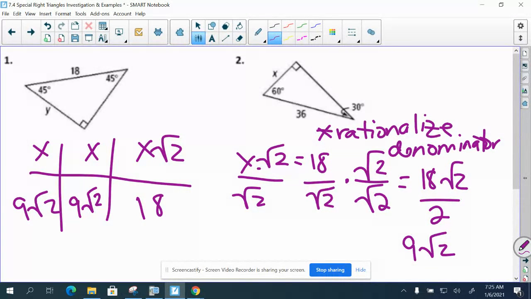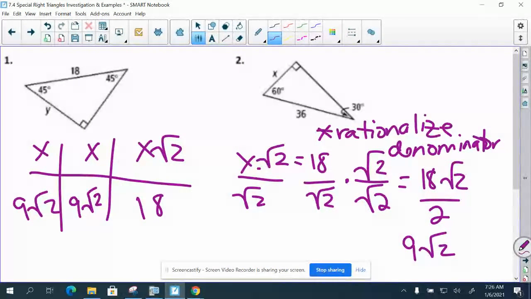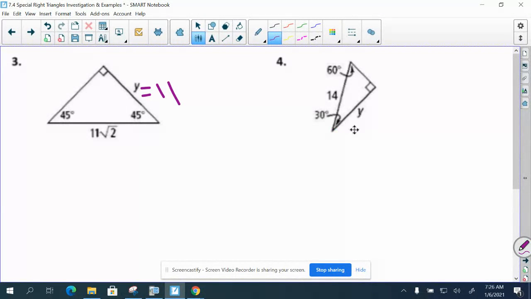Okay, number 2 is not a new question, so we're going to skip it. You should already know how to solve that. Number 3 is also not a new question. So if 11 square root 2 equals x square root 2, then y would be equal to 11. And then this one is also not new, but maybe I'll just go over it real quick.